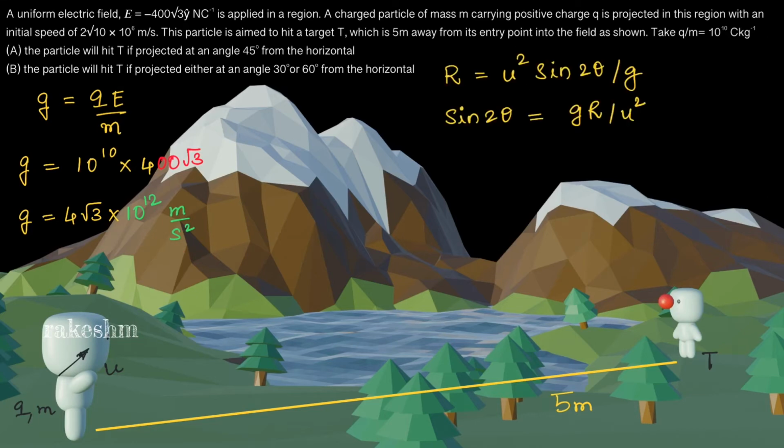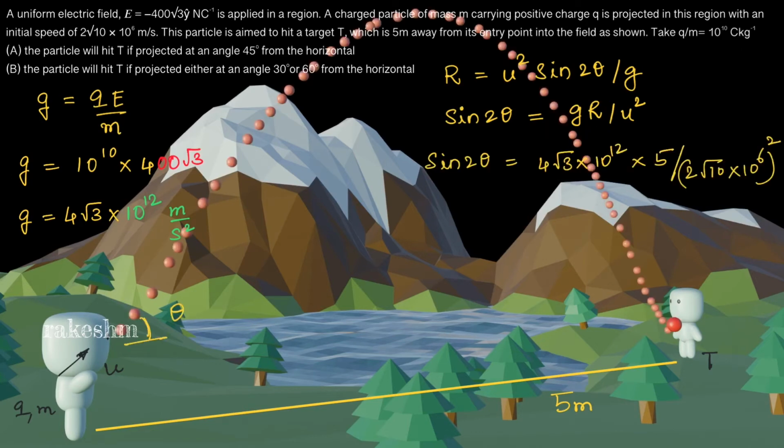We need to find the angle of projection, so we can use the formula R equals to u square sine 2 theta by g, or sine 2 theta equal to gR by u square. So we put in the values for g, R and u. We get sine 2 theta equal to 4 root 3 into 10 power 12 into the range he has given here, which is 5 meter, and the initial speed of projection, which he has given us as 2 root 10 into 10 power 6. So we get sine 2 theta equal to root 3 by 2 after solving this, and theta is equal to 30 degrees.